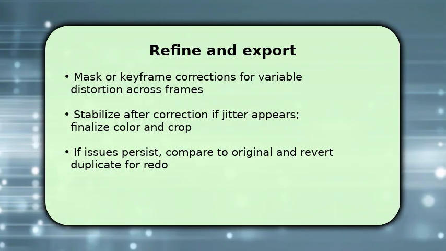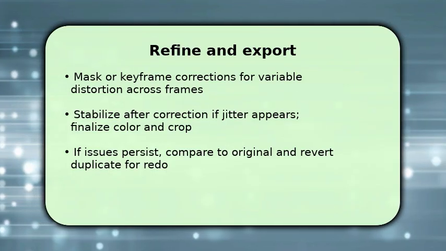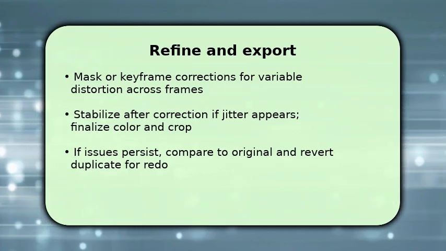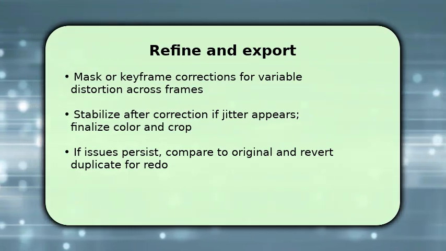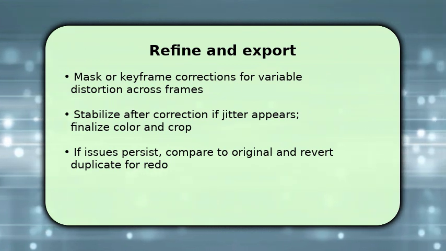Export a short test clip to verify sharpness and motion. Troubleshooting tip: if warping creates artifacts, revert to the duplicate, reduce correction amount, or use a plugin with a dedicated lens profile for more accurate results.